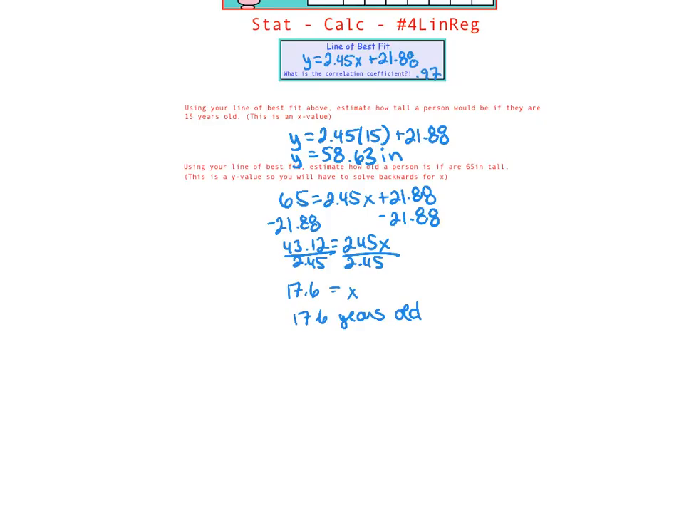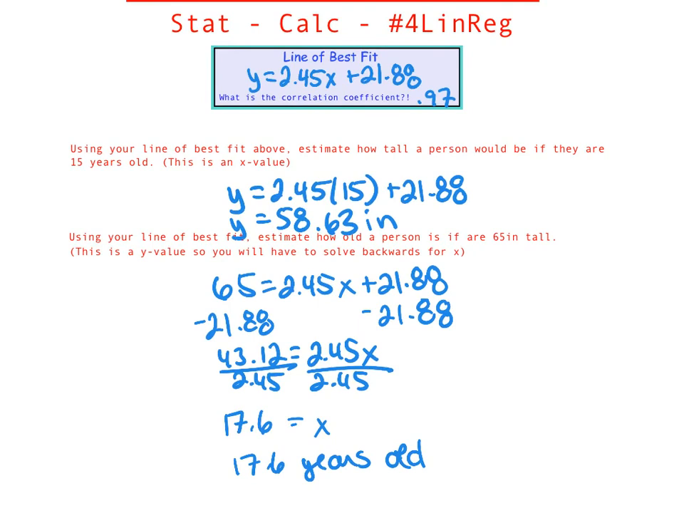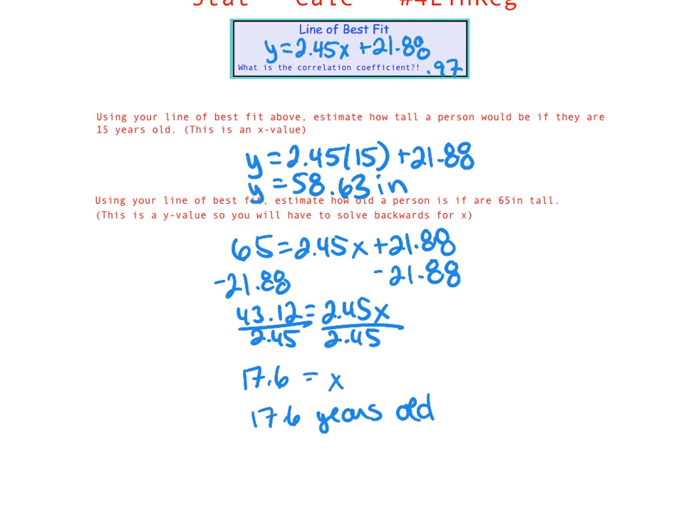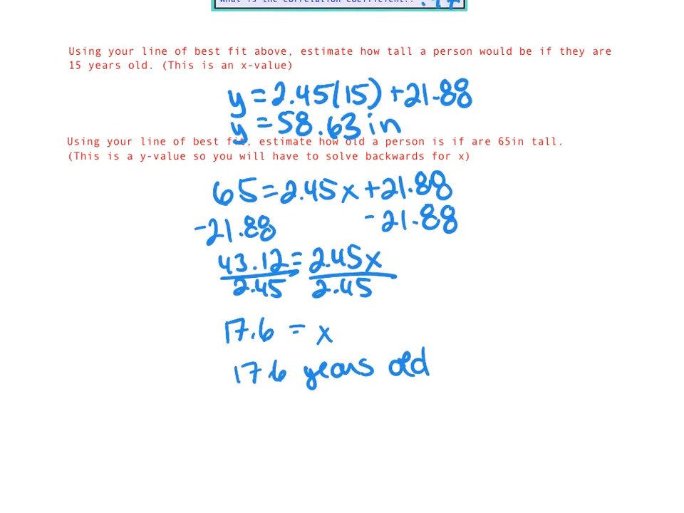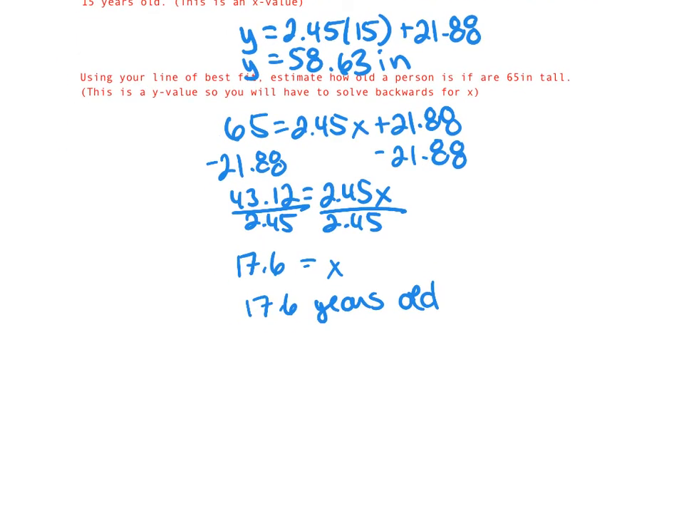Okay, after you unpause your video, you should have these values. So here's my line of best fit with a 0.97 correlation coefficient, which is a strong positive correlation. Once I plug in my x value, I end up with 58.63 inches tall. And then when I plug in 65 inches for my y value, my x value is 17.6 years old.